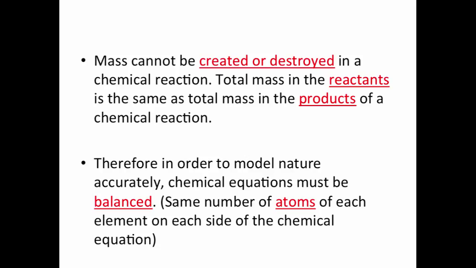Therefore, in order to model a natural occurrence of a chemical reaction equally and accurately, the equation has to be balanced. And to have a balanced chemical equation, that means you have to have the same number of atoms of each element on each side of the chemical equation. And remember, what are the two sides? You have the reactant side and the product side.